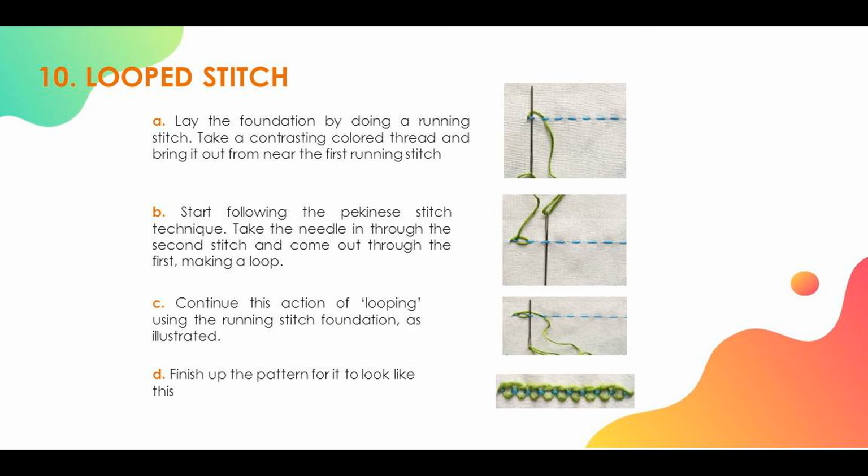10. Looped stitch. A. Lay the foundation by doing a running stitch. Take a contrasting colored thread and bring it out from near the first running stitch. B. Start following the Pekingese stitch technique. Take the needle in through the second stitch and come out through the first, making a loop. C. Continue this action of looping using the running stitch foundation, as illustrated. D. Finish up the pattern for it to look like this.